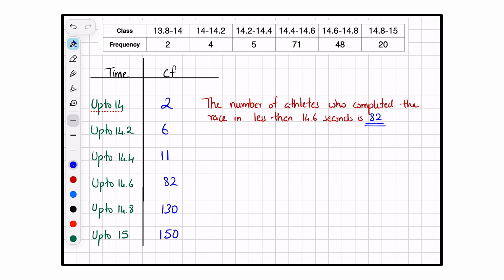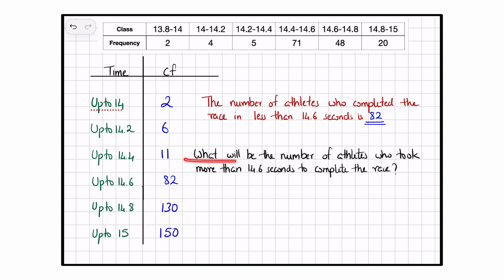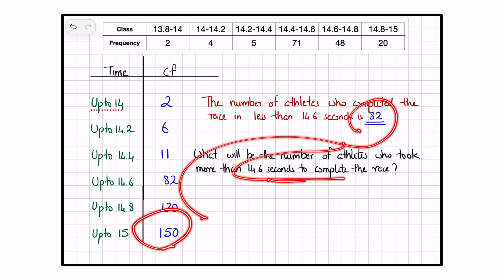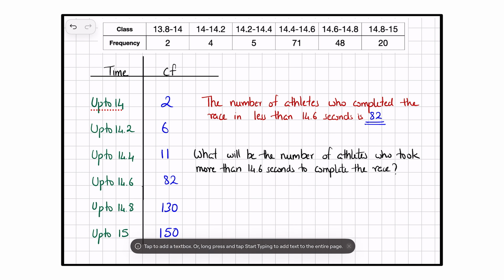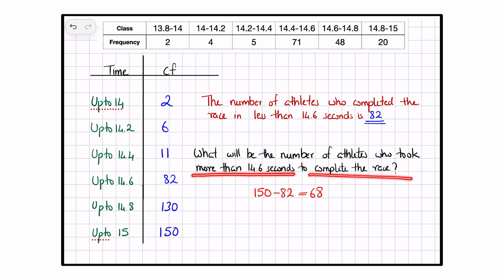Let us ask one more question. What will be the number of athletes who took more than 14.6 to complete the race? We can easily calculate this, right? What we have to do? We have to do 150 minus 82. You will get the answer for this particular question. So 150 minus 82 will come 68. That means 68 athletes took more than 14.6 to complete the race.